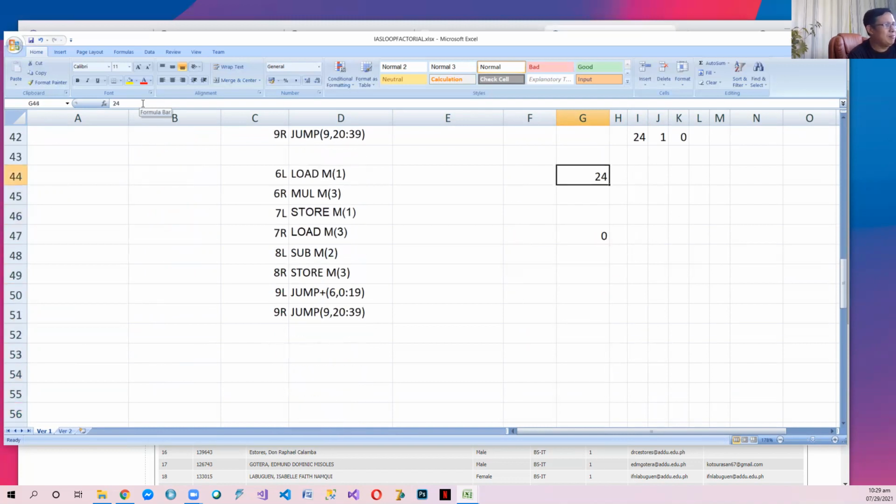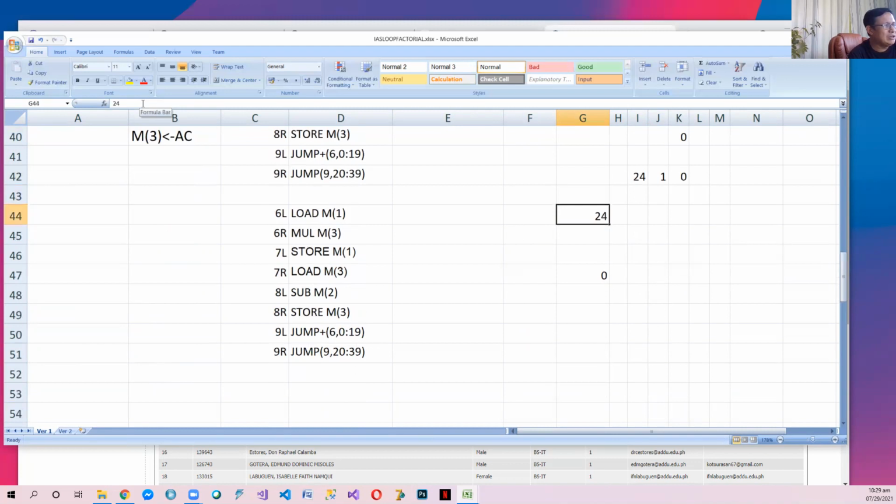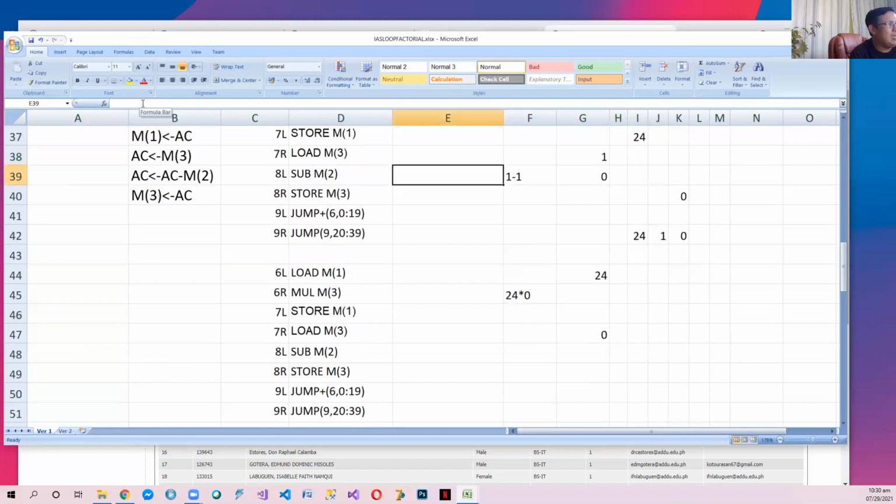Now we will have a problem here. When we arrive here, 24, now we multiply with M3, this becomes 24 times 0. And our product will become 0. So obviously, our final result will become 0. Because our problem is this 1 minus 1. We should not have jumped back. Do you see the problem here?